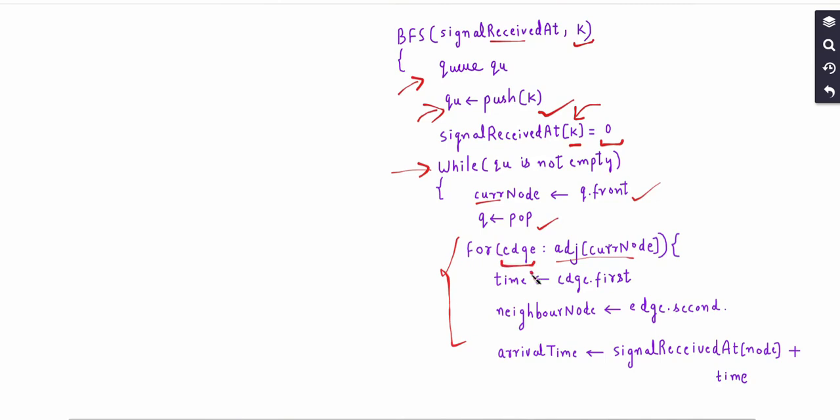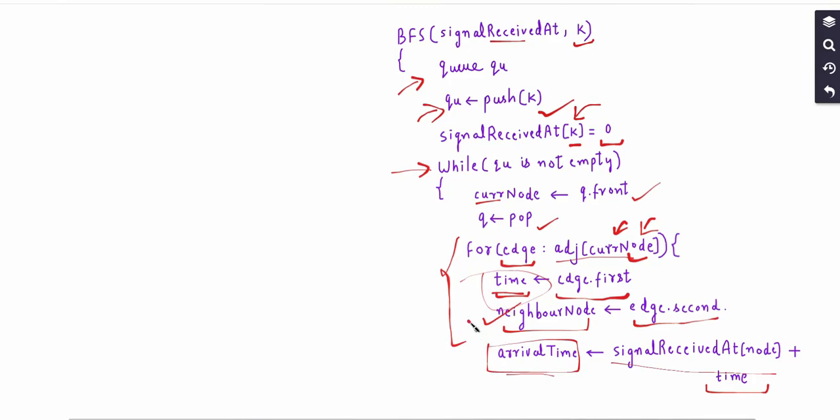And for the adjacent nodes, I have three factors. The first factor is the time, that is h.first. So it is the travel time to move from the current node to that particular neighbor node. And the second integer in the pair represents the target node where we are reaching. Then we have my arrival time, which is the time to reach this current node, plus the time which we take to move from this current node to the neighbor node. So that's the arrival time for that particular neighbor node.